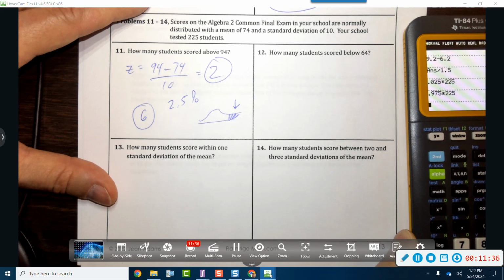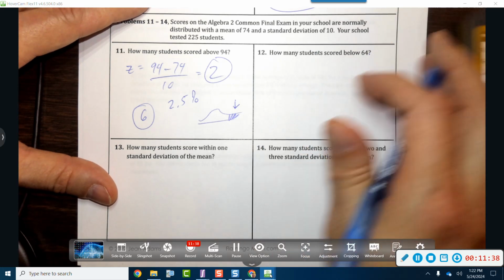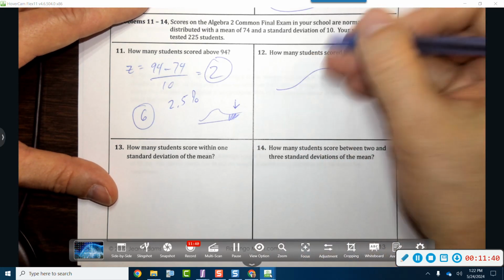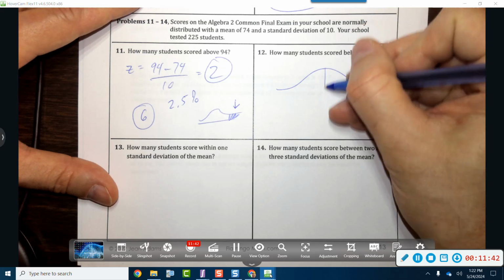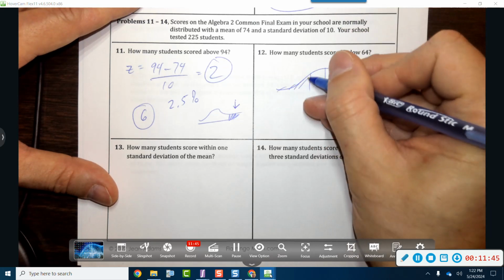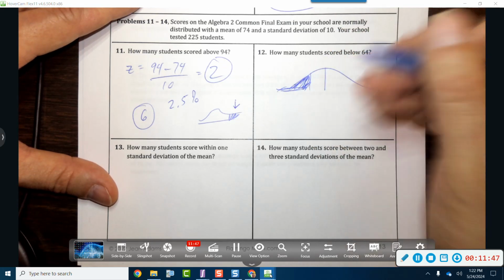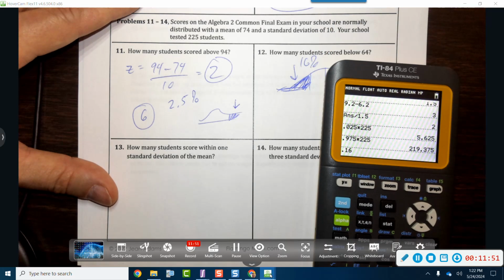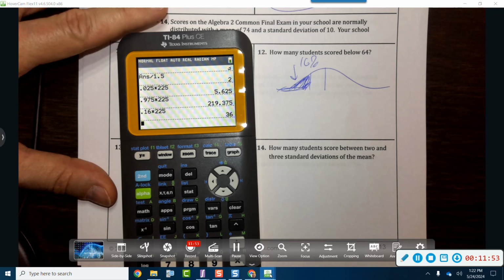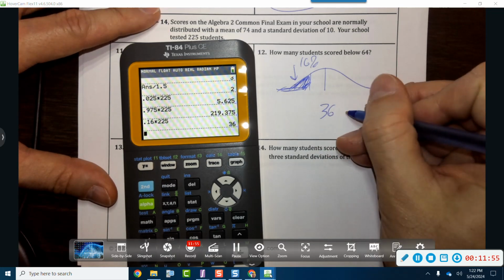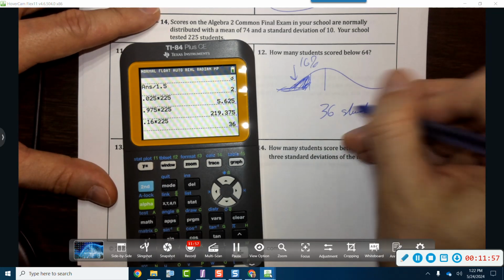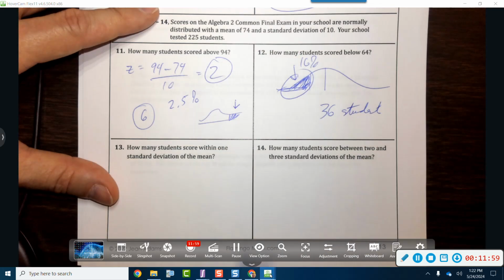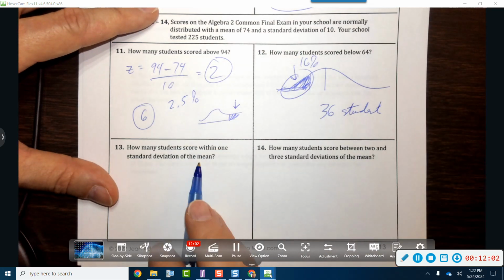How many score below 64? These are kind of nice because the standard deviation is right there. So we're looking at that whole area here, which is 16%. So let's go ahead and figure out what 0.16 times 225 is. So 36 students scored in that ballpark.